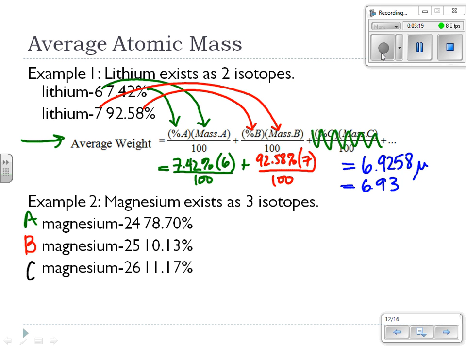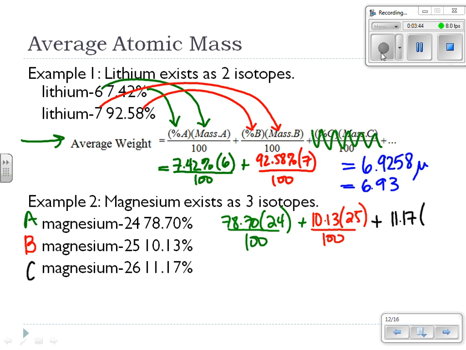So the percent of A in this case is 78.70, and my mass of A is 24. I'm going to divide that by 100. Percent of B is 10.13. I'm going to times that by my mass, which is 25, and divide that by 100. And then C I'll do in black. So C is 11.17% times 26 divided by 100.